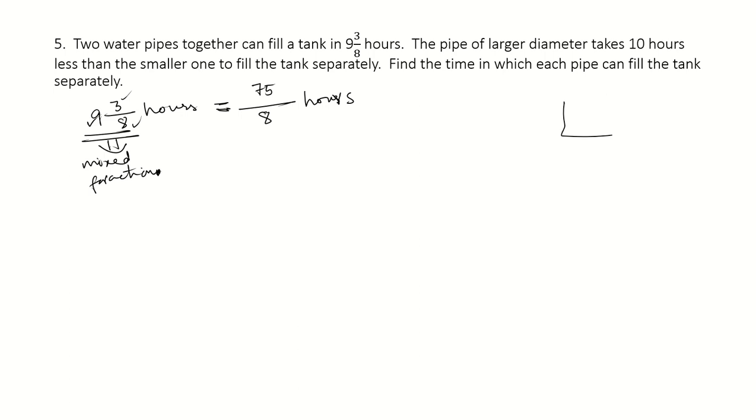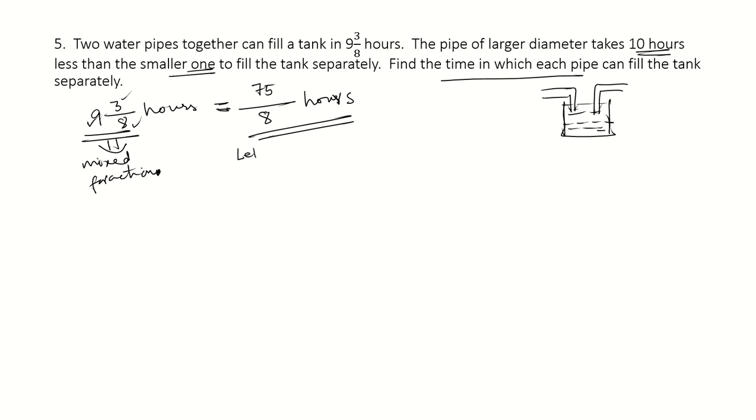So there is a tank. Suppose two water pipes are filling this tank, one from here, one from here, to fill this tank, and it is taking this number of hours. It's given. Now find the time in which each pipe can fill the tank separately. Okay, and also the pipe of larger diameter takes 10 hours less than the smaller one.